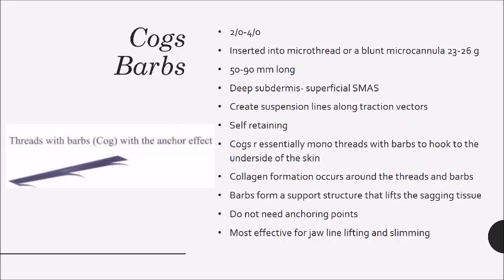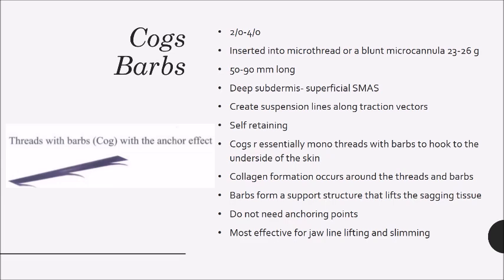Next come the cogs or barbs. These are inserted with a micro thread or blunt cannula, and they're usually 50 to 90 millimeter long. They're inserted into deep subdermis and superficial SMAS to create a suspension line along the traction vectors. From here, the concept of suspension starts. They are self-retaining. The cogs are essentially monothreads with barbs. These are the barbs.